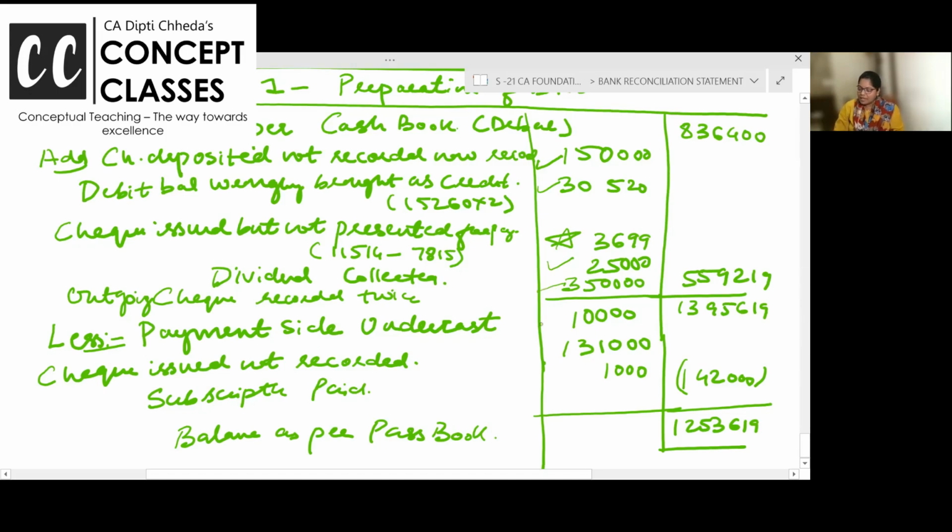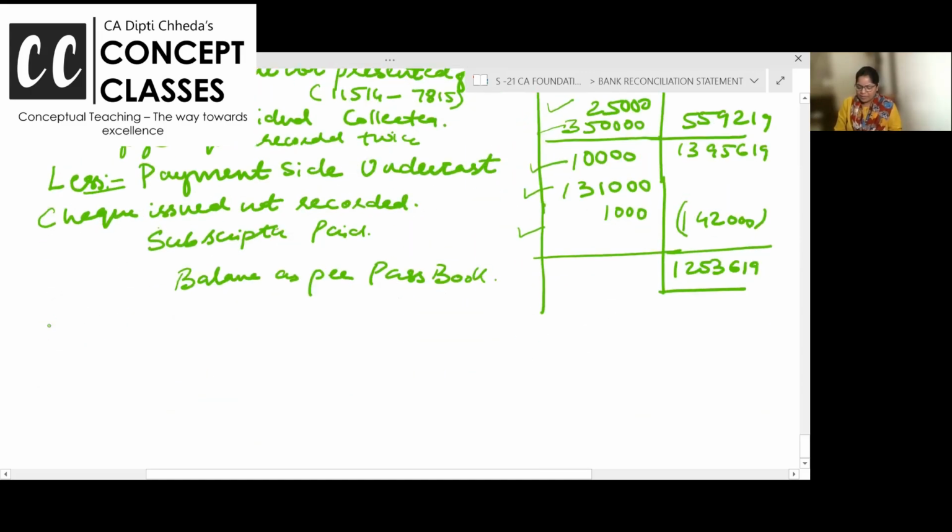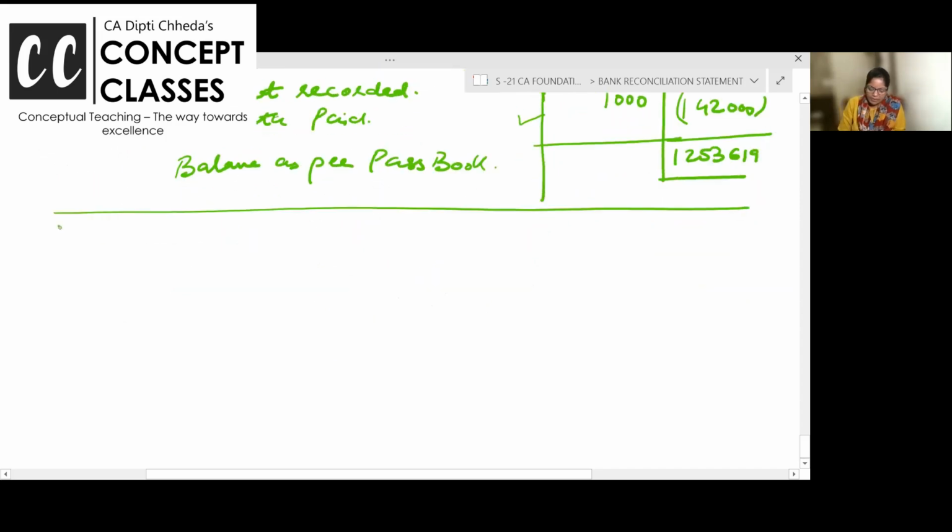Payment side is undercast. तो correct तो करना पड़ेगा ना? Check is issued but not recorded. We didn't record it. So record. Subscription paid. So pay. I hope you are getting. So some are the entries in the BRS which are actually mistakes in my books or omissions. So I will rectify, and whatever the correct balance I will get as per adjusted cash book, from that I will prepare my BRS. Only one item will come in the BRS, that is because of the timing difference.